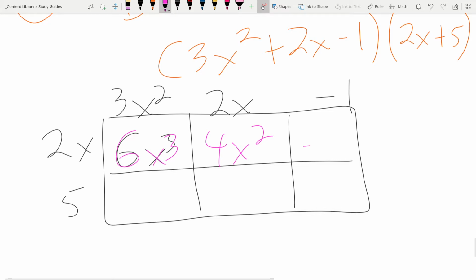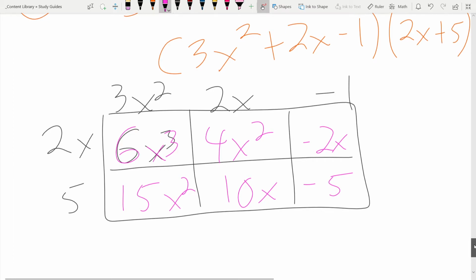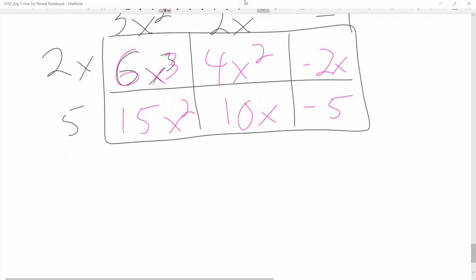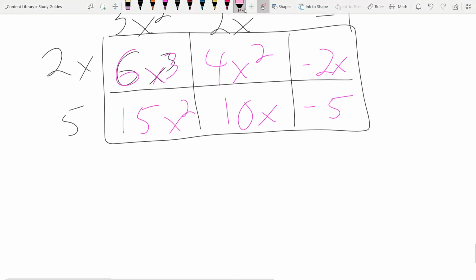2x times a negative 1 is a negative 2x. 5 times 3x squared is 15x squared. 5 times 2x is 10x. And 5 times negative 1 is negative 5. So if you get to that part, you'll probably get partial credit for your answer. But to get full credit, we now have to put together the like terms.